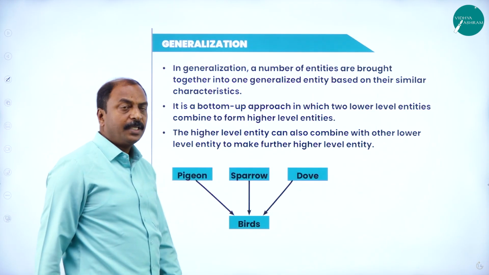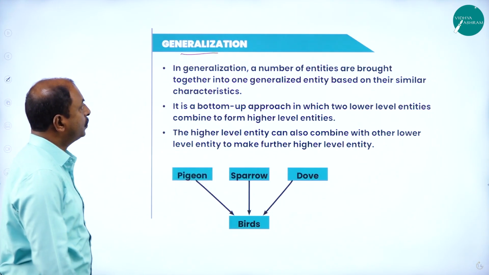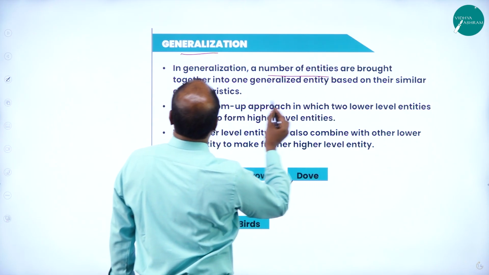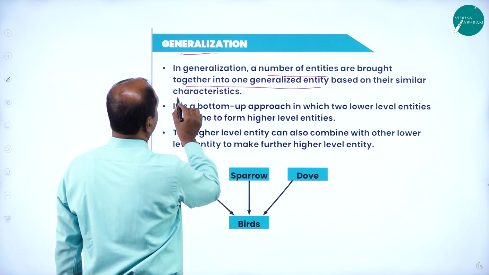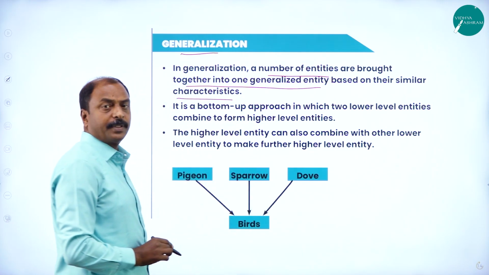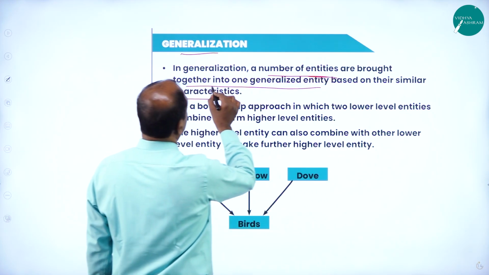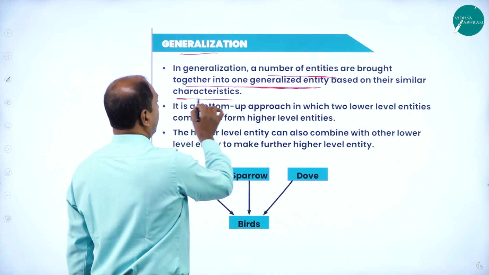Next definition is generalization. So what is generalization? In generalization, a number of entities are brought together into one generalized entity based on their characteristics. So I repeat the definition: a number of entities are brought together into one generalized entity based on their characteristics.